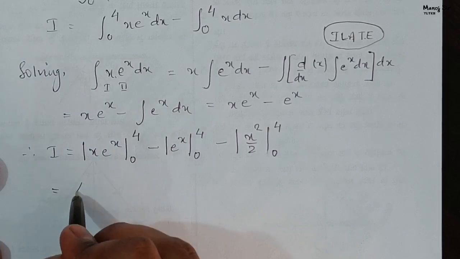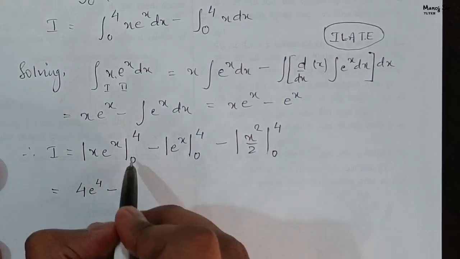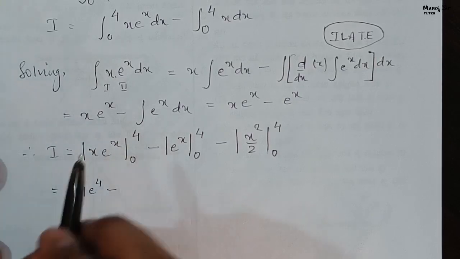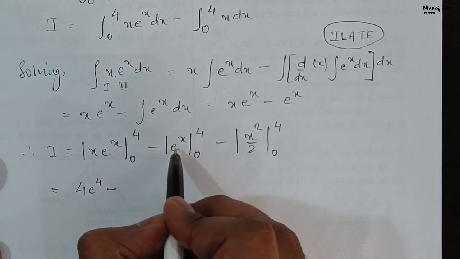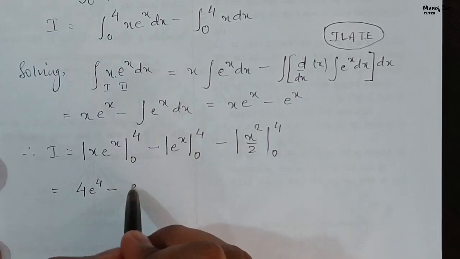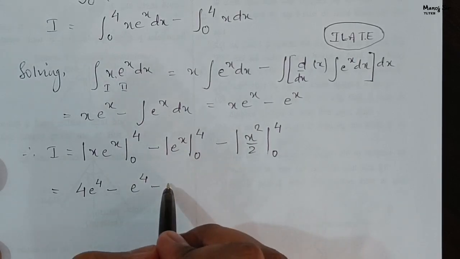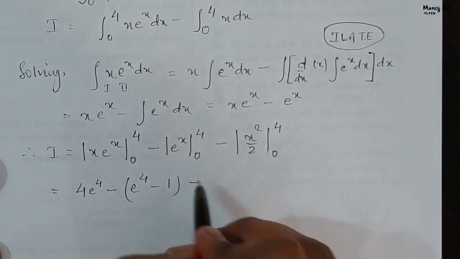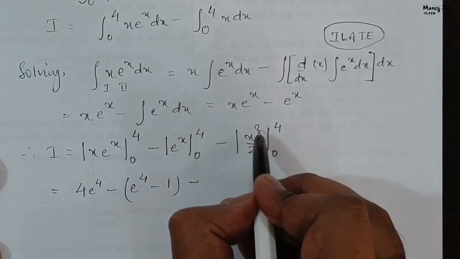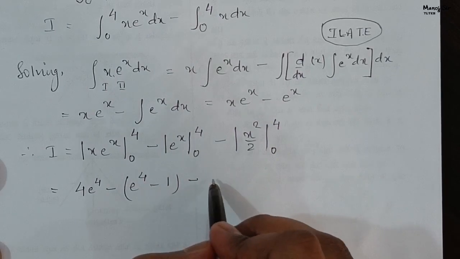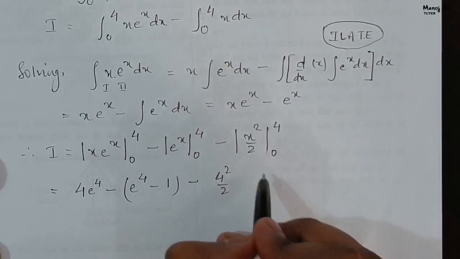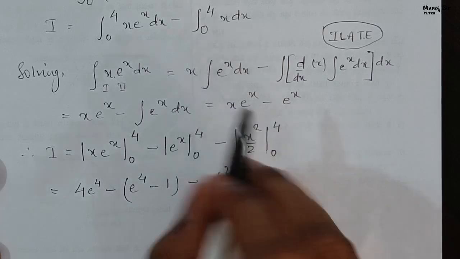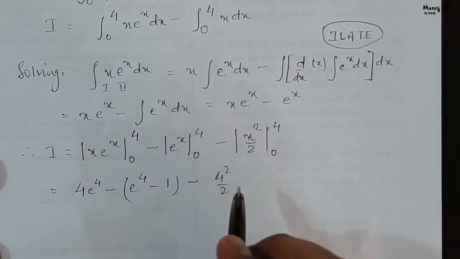Upper limit, that is 4 into e to the power 4, minus lower limit, that is 0. If you put 0 here, this whole term will become 0, so I am leaving up to this. Now coming to the upper limit, that is e to the power 4 minus e to the power 0, that is 1, minus, in place of x square we will put 4. In place of x we need to put 4, that is 4 square upon 2. If you put 0 in place of x, that will become 0, so I am leaving up to this.